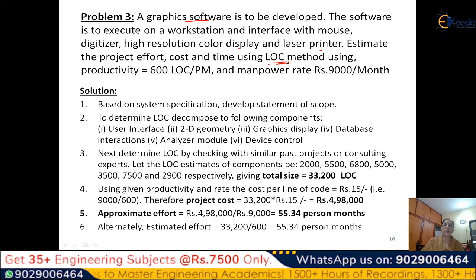So the method has been given to us, and also some of the past data is given to us. Productivity is 600 lines of code per person month. That means one person working for one month can produce 600 lines of code. And the manpower rate is 9,000 rupees per month.